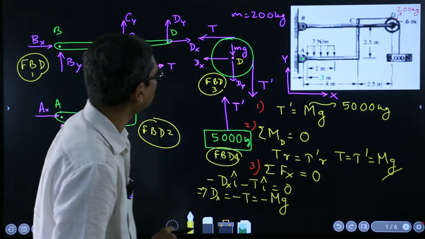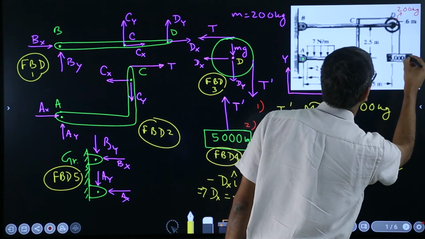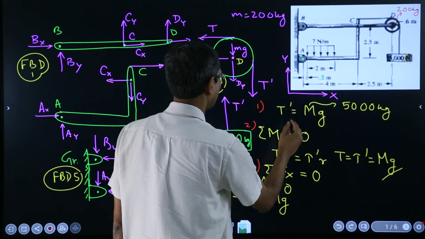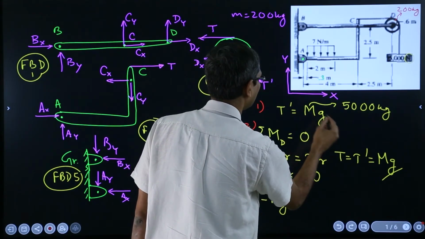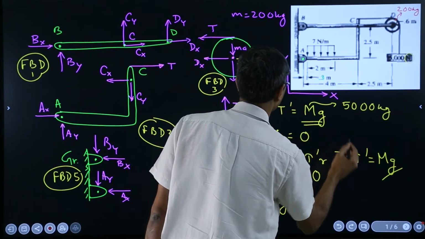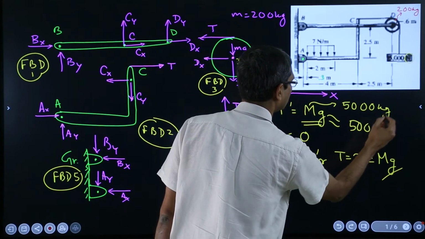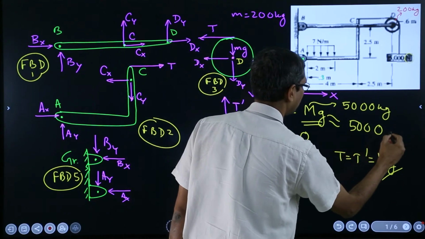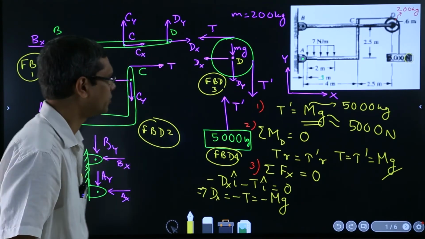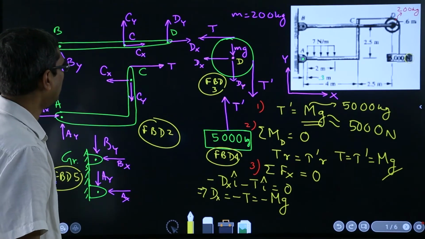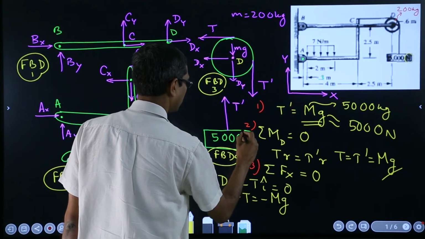Okay. One more thing. I think I had not noticed that here it is mentioned Newton. So this T prime is simply 5000 Newton. So mg is 5000. This is equal to 5000 Newton. It's not 5000 kg, but the whole thing is 5000 Newton. So that was a wrong thing. So here it is 5000 Newton.